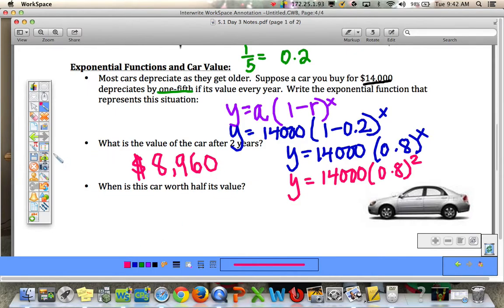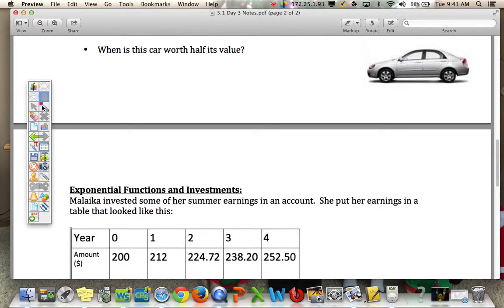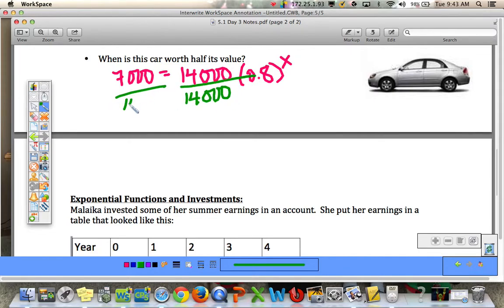The second question, when is the car worth half of its value? So now we know the y value in the equation. The y value is 7,000. And that equals 14,000 times 0.8 to the x. All right, let's solve for x here. First step, use opposite order of operations to get rid of that 14,000 by dividing.